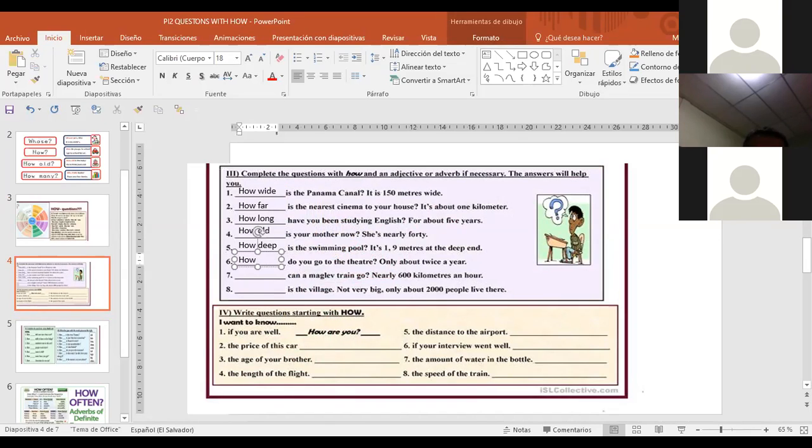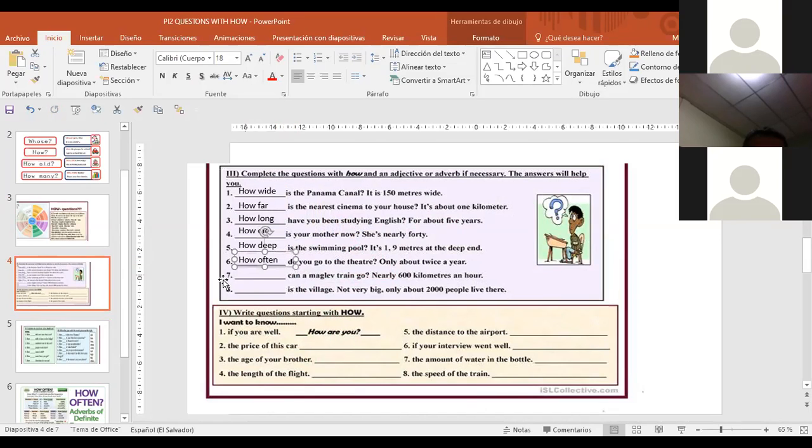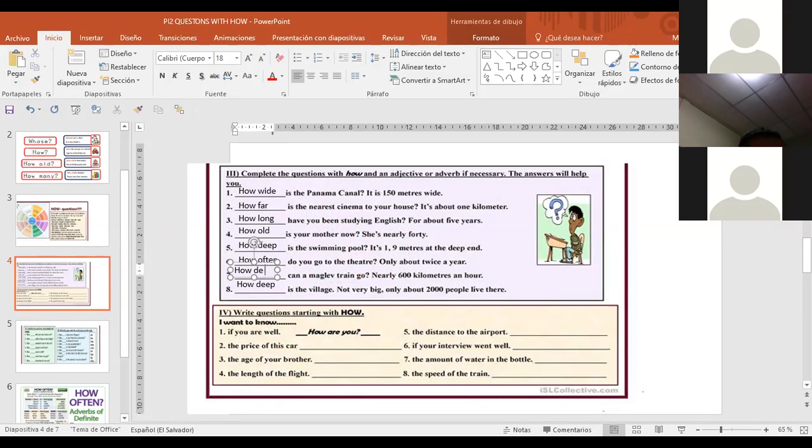Only about twice a year. Okay, very good. What about number seven? How fast can a maglev train go? Yes, because we are talking about velocity in this case, right?